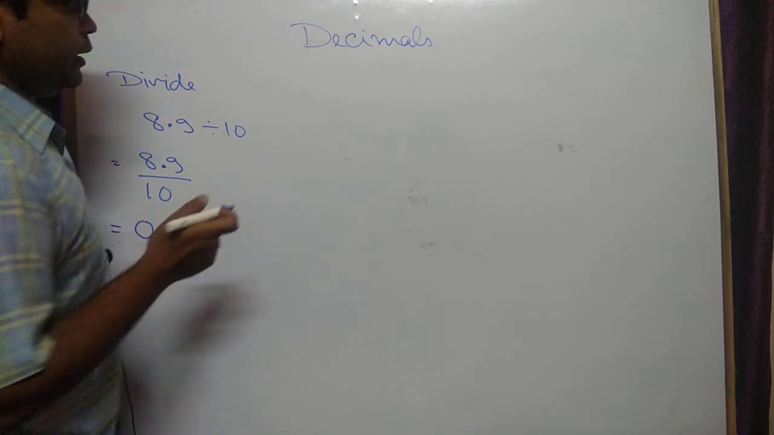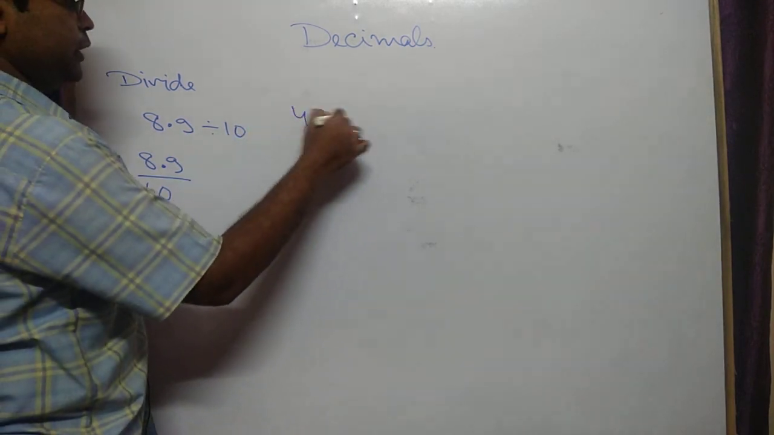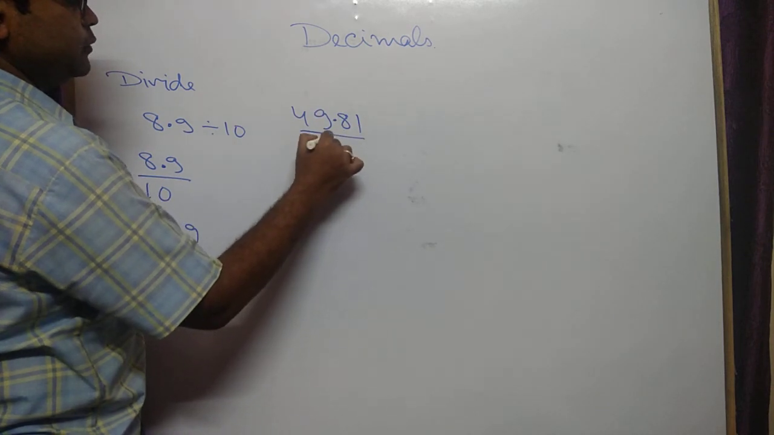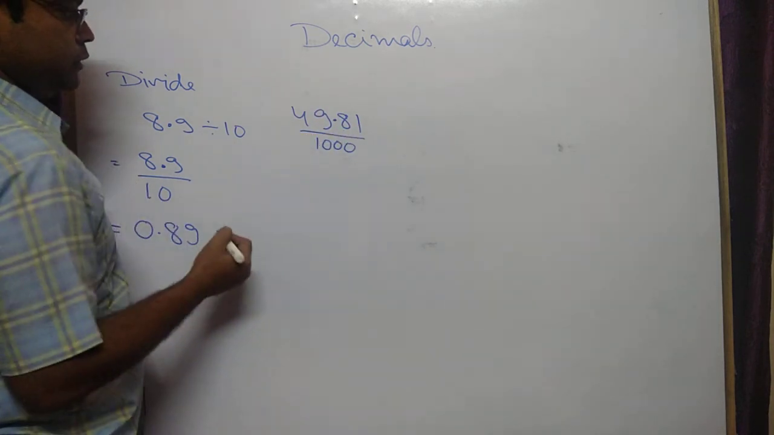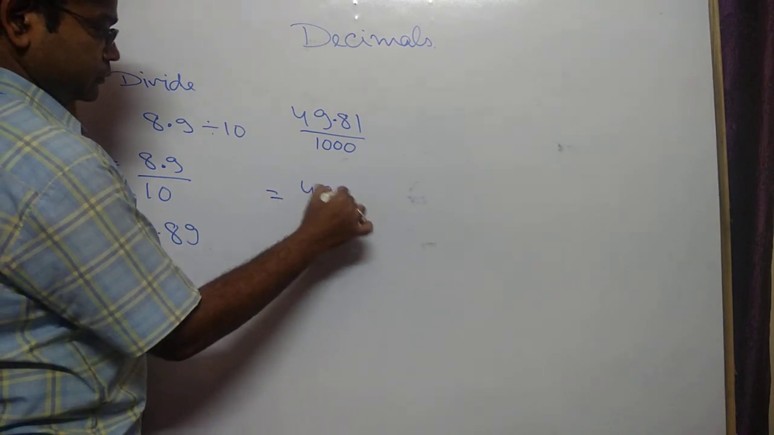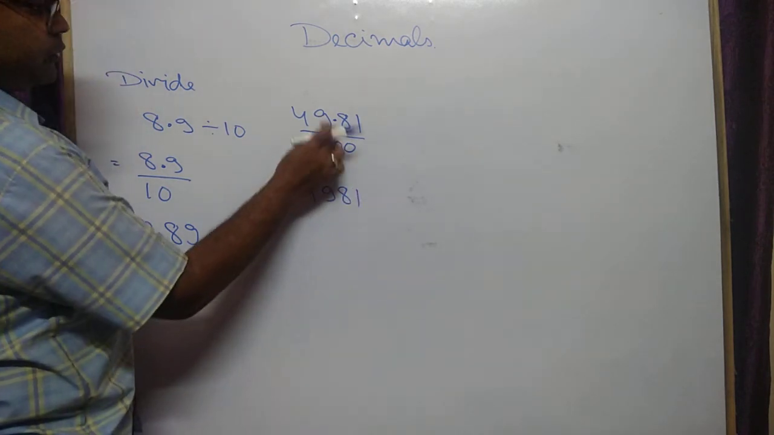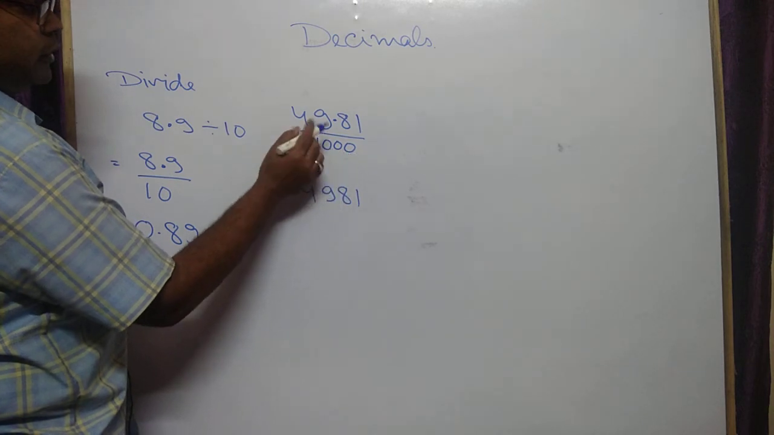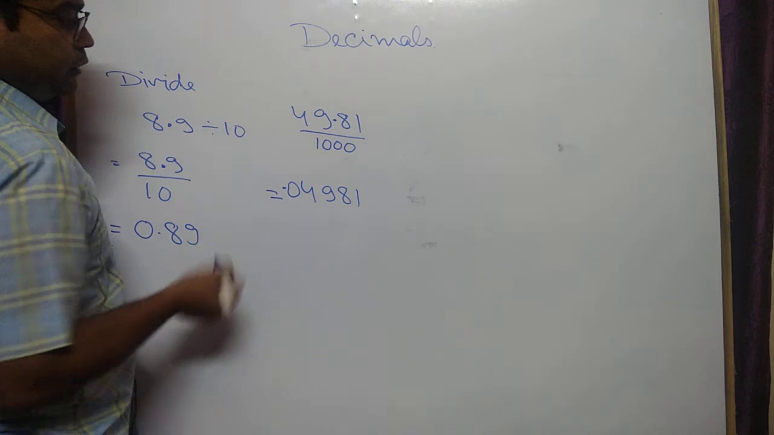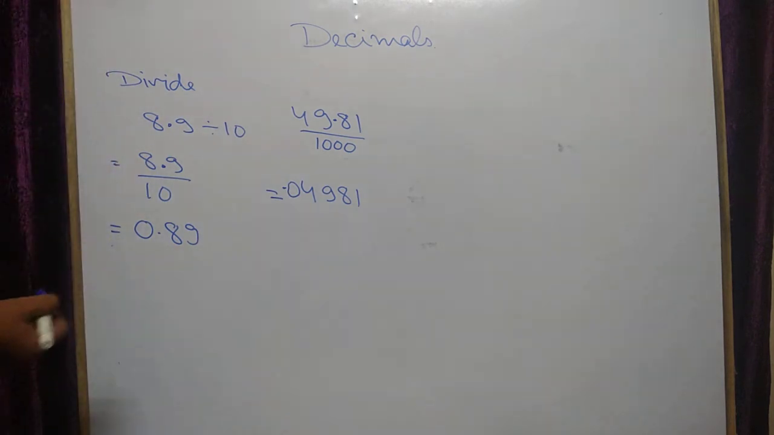Suppose it is given 49.81 divided by 1000. In this case the decimal shifts three digits: 1, 2, 3. So it's 0.04981. Clear? Hope this is clear to you.